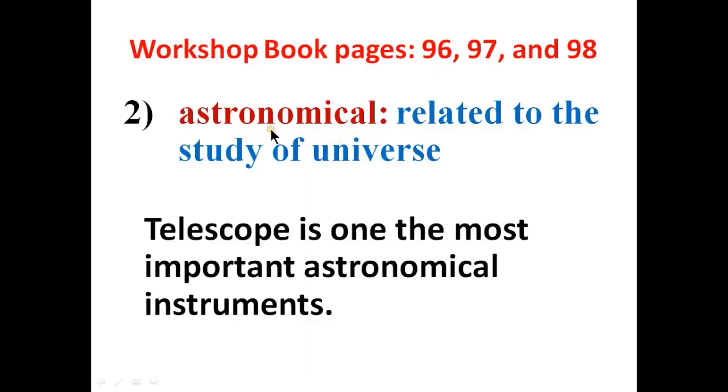Our number 2 word is astronomical. Astronomical is our next word with a meaning related to the study of universe. Related to the study of universe is the meaning for astronomical. Now you will write the sentence. Telescope is one of the most important astronomical instruments.